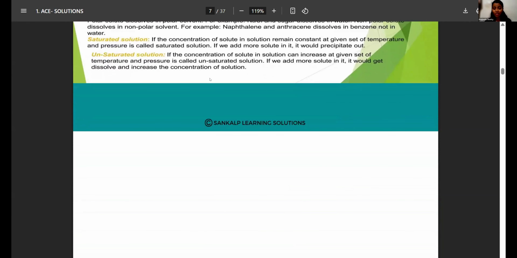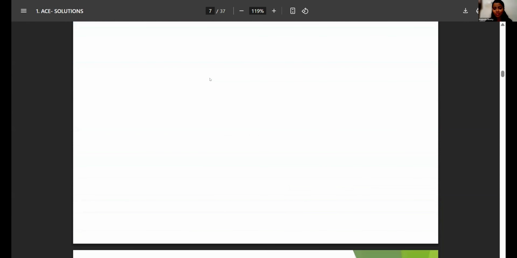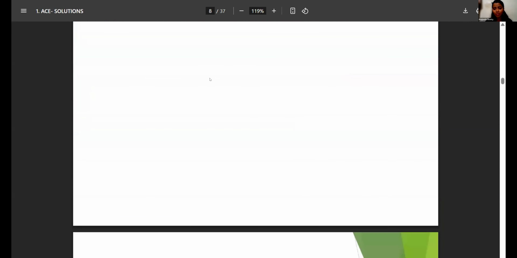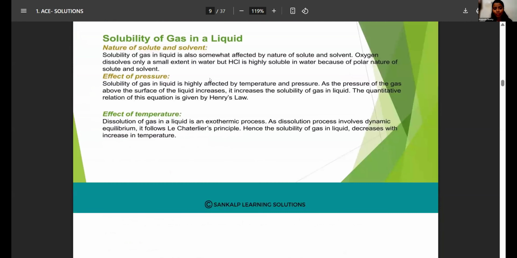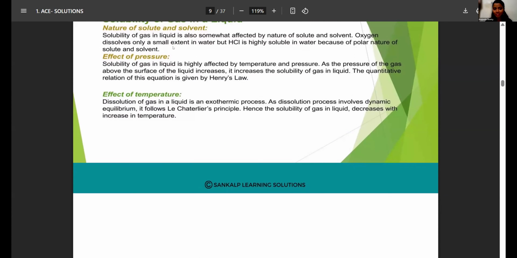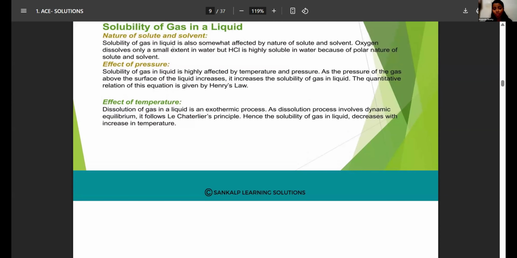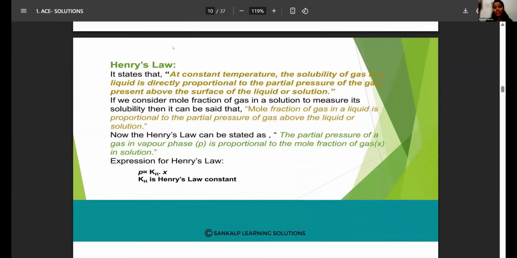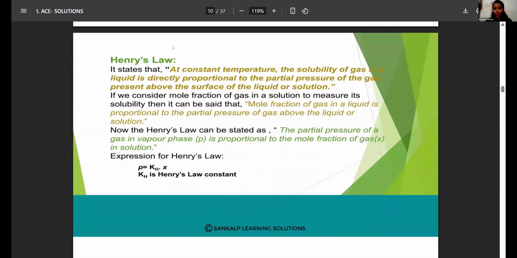Also, you studied what is saturated and unsaturated solutions and effects of temperature and pressure on it. Then solubility of gas in a liquid. Again, effect of pressure and temperature on it. Today, we are continuing with Henry's law. What is Henry's law? Have you ever heard what is Henry's law?